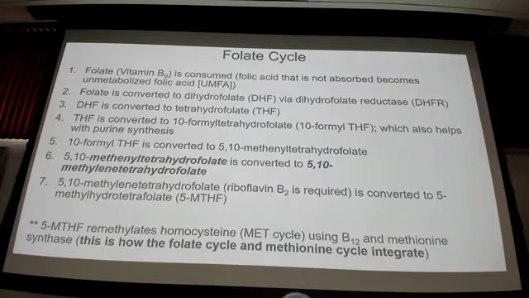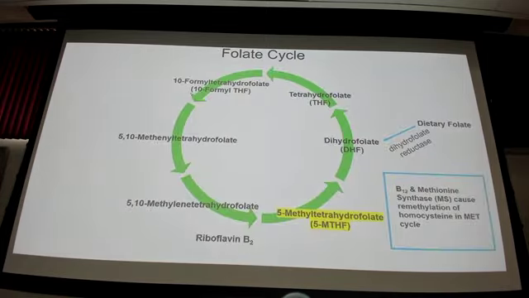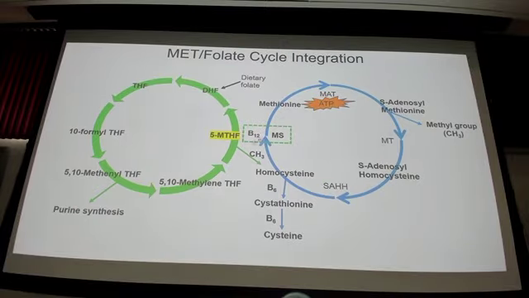And here are the key steps of the folate pathway. The key takeaway is that 5-methyltetrahydrofolate is important, and it connects the folate cycle and the methionine cycle. It does that at this step here, where 5-methyltetrahydrofolate donates its methyl group to homocysteine, in the presence of B12 and methionine synthase, to regenerate methionine. So this is how these pathways are integrated.